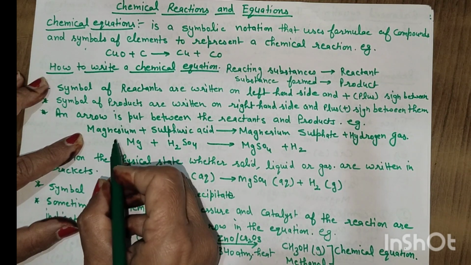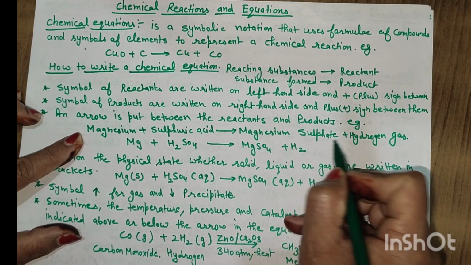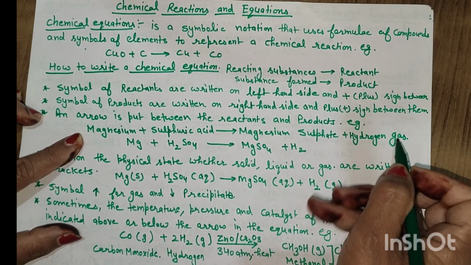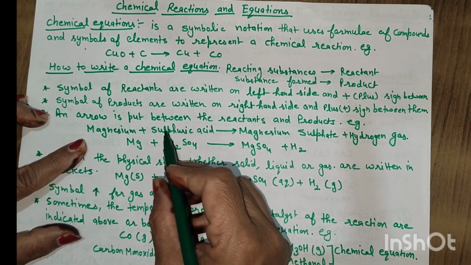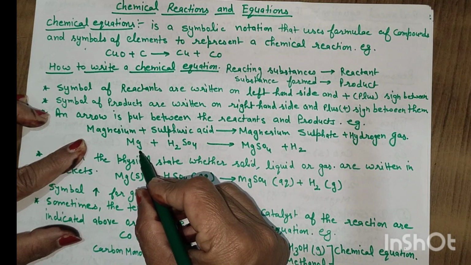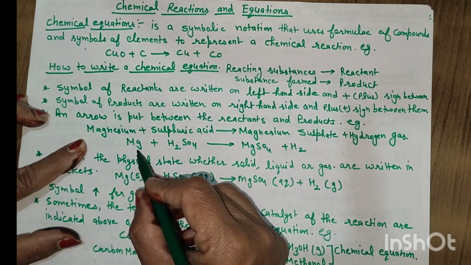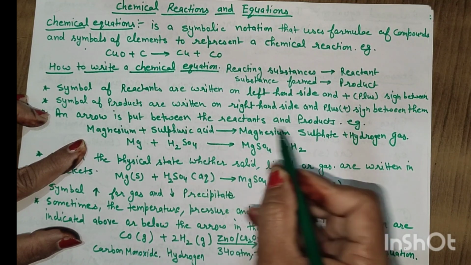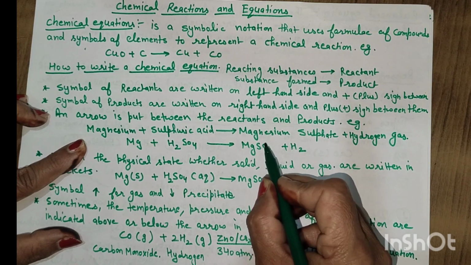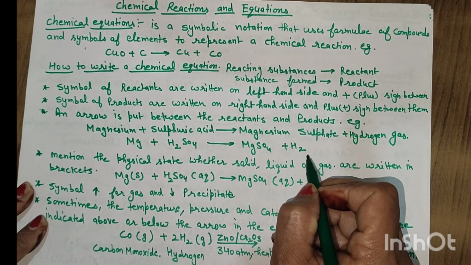An example is magnesium plus sulfuric acid gives magnesium sulfate plus hydrogen gas. This is the long method, but we will write it in symbolic notation to make it easy. Magnesium symbol is Mg, sulfuric acid is H2SO4, magnesium sulfate is MgSO4 and hydrogen gas is H2.